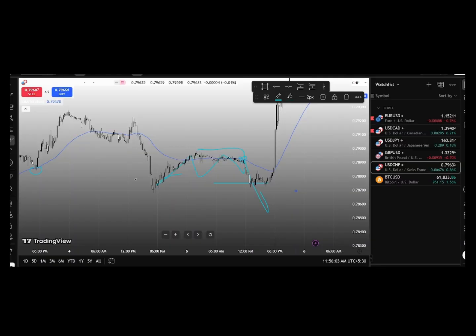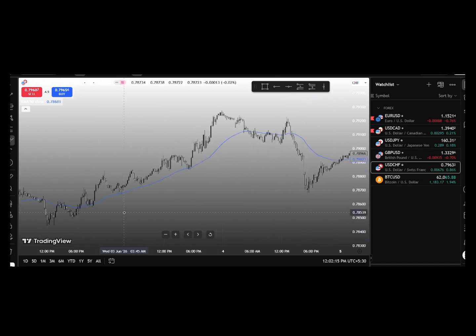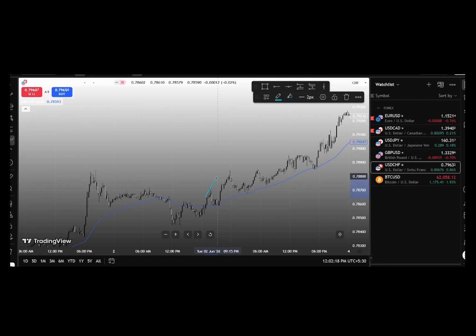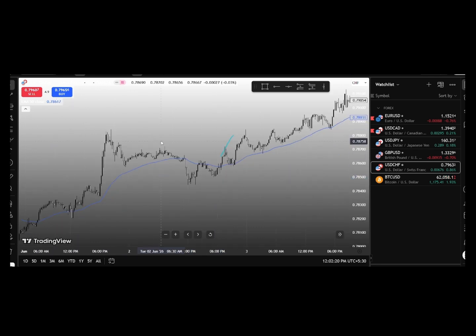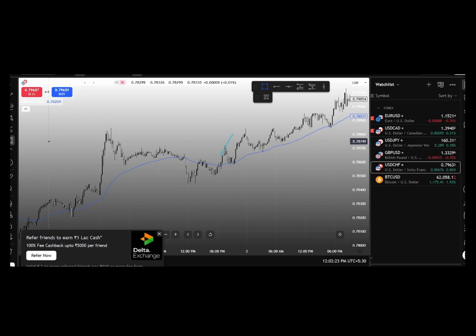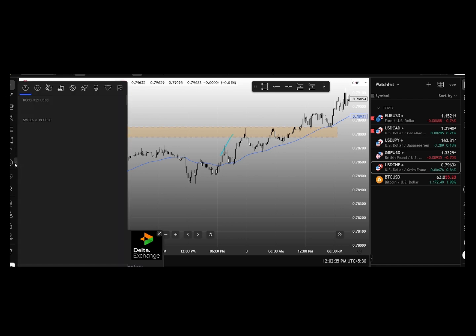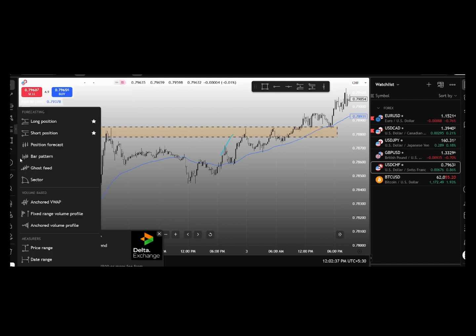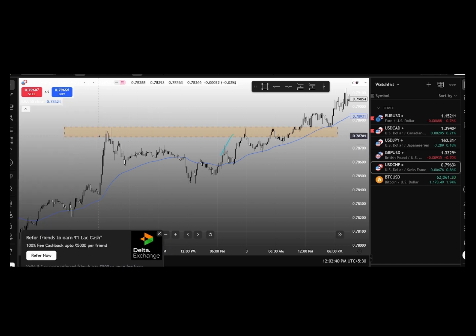Now let me show you all the different types of support and resistance in TradingView, which is generally used by traders. The first is the normal support and resistance, which is this one. Now look at this zone. What happened here? The markets generally went up, tapped the support region, hit the zone, and came back down. Again, the second time it hit the zone and came back down.